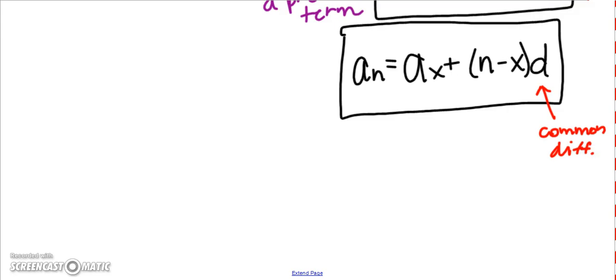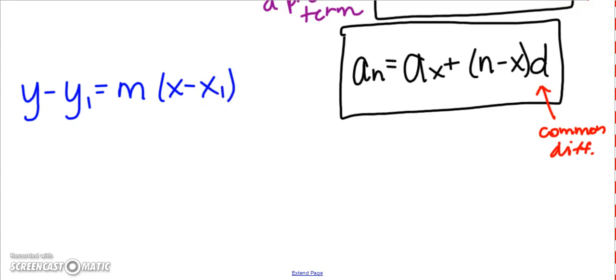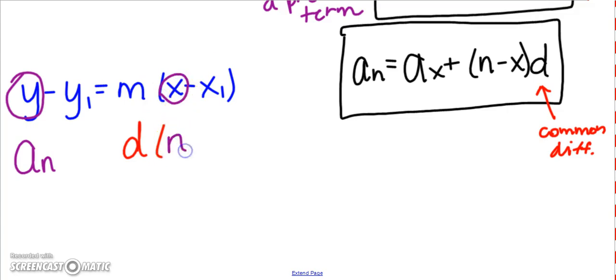Now, this is where things get interesting. If we think about the fact that we're talking about a linear function here, we have another way of writing a linear function, and that's y minus y1 equals our slope times x minus x1. Well, our slope we know is just like our common difference. We know that our y value is like our general term. Well, this was the term that I got when I put in n, which means this x turns into an n.